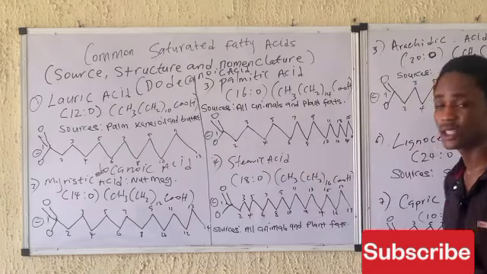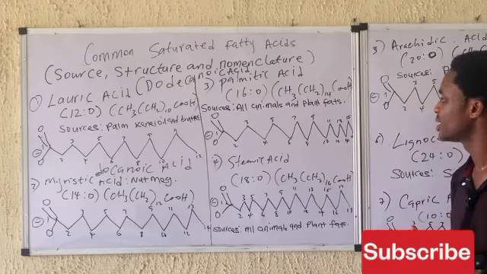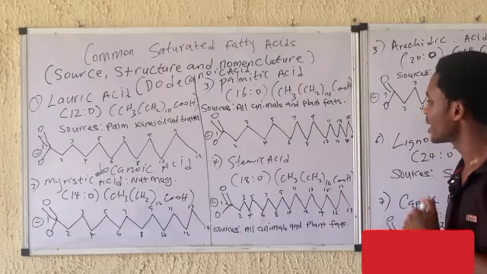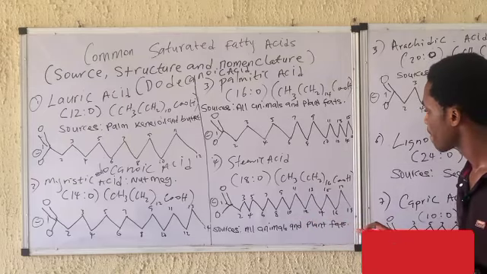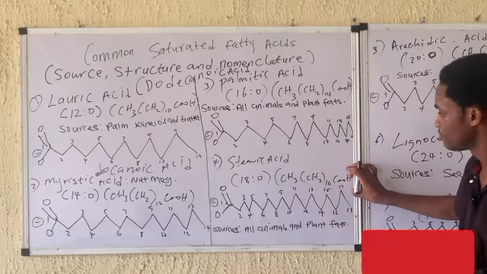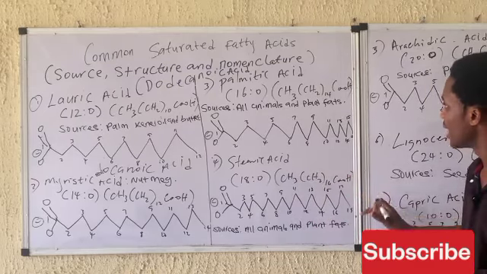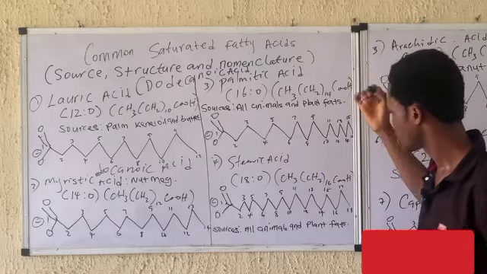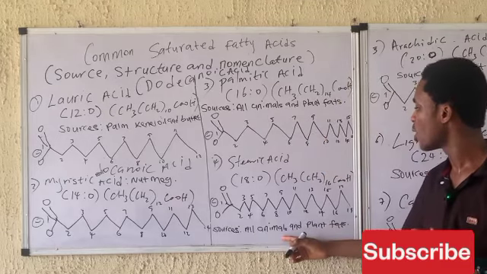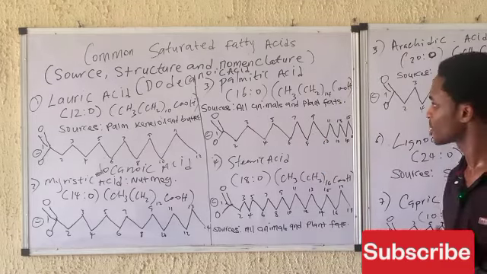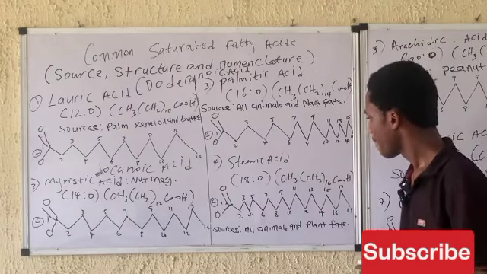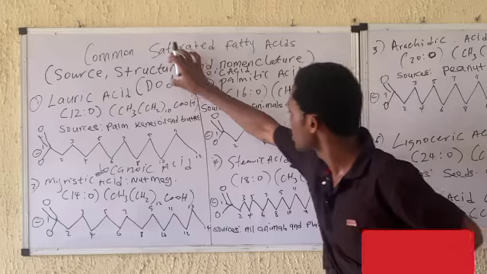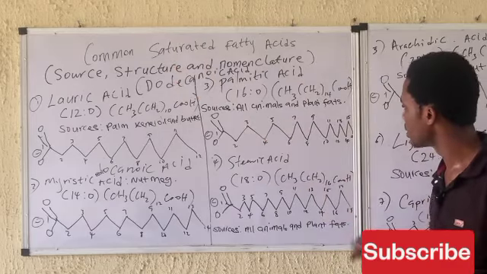Now the fourth one in the series is stearic acid. Stearic acid contains 18 carbons with no double bond. This is the condensed structure of stearic acid. The source as well is all animals and plants. So palmitic and stearic acid are gotten from animals and plants. Note that one.